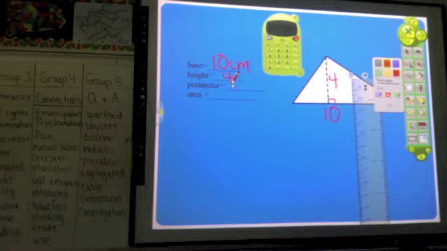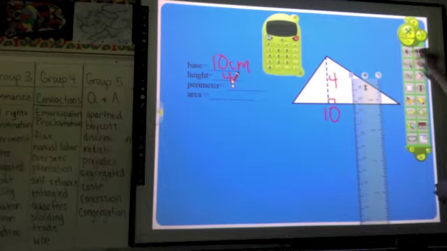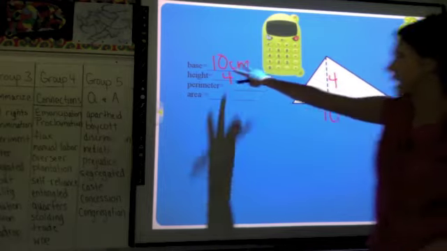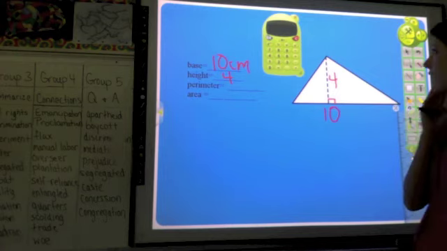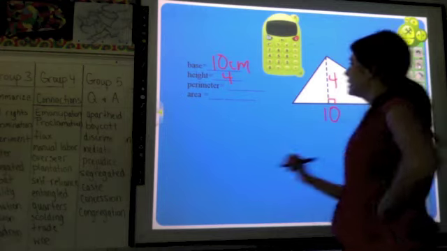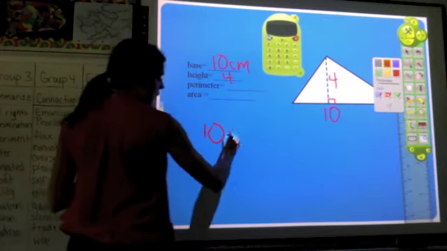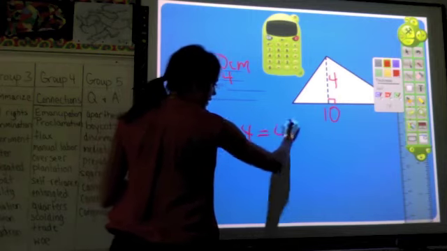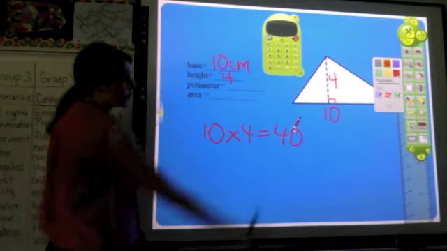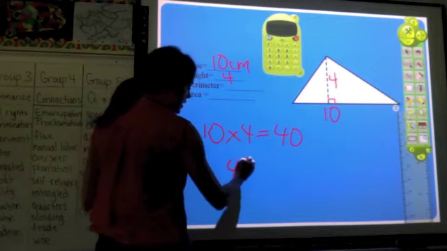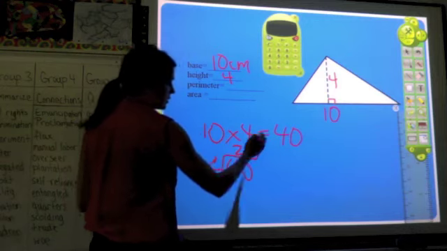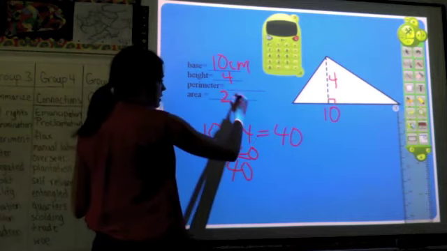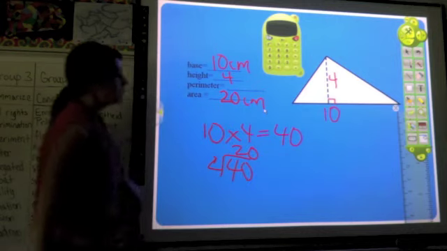Now I'm going to find the area of my triangle first, since I have the information to do that. Alright, so let's take the information we have right now, and remember the formula for the area of a triangle is half the base times the height. So I'm going to take 10 times 4, which equals 40, and the area is going to be half of that. So I know 40 divided by 2 equals 20. So the area of this triangle is 20 centimeters squared.